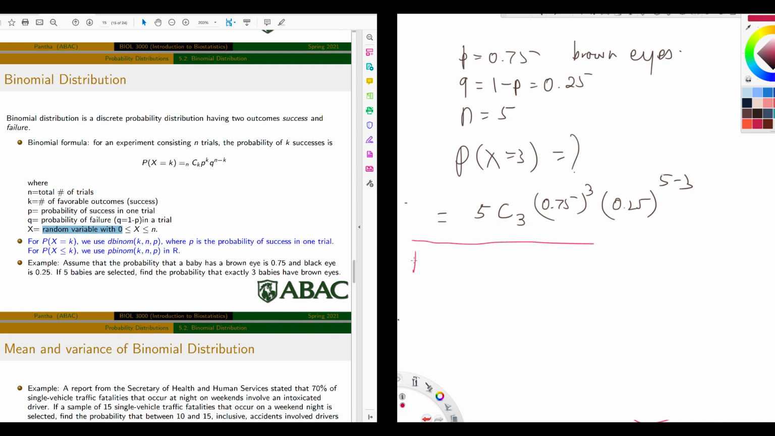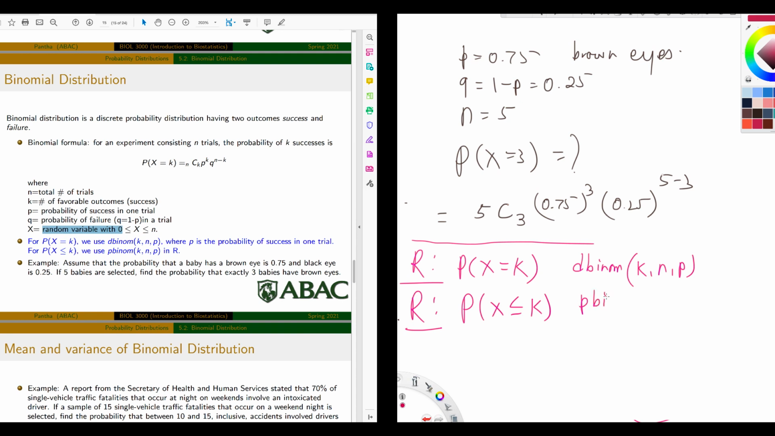If you want to do it directly in R, for the probability of x equals k in the binomial distribution, you use dbinom, and then k, and then n, and then p. That's what you do, okay? If you want to do it directly in R. And also if you want to find the probability of x less than or equal to k, then it is pbinom, and then k, n and p. See, d is for the discrete binomial. If you want to find the probability at a point, use dbinom. If you want to find less than or equal to a certain value, then it will be pbinom.